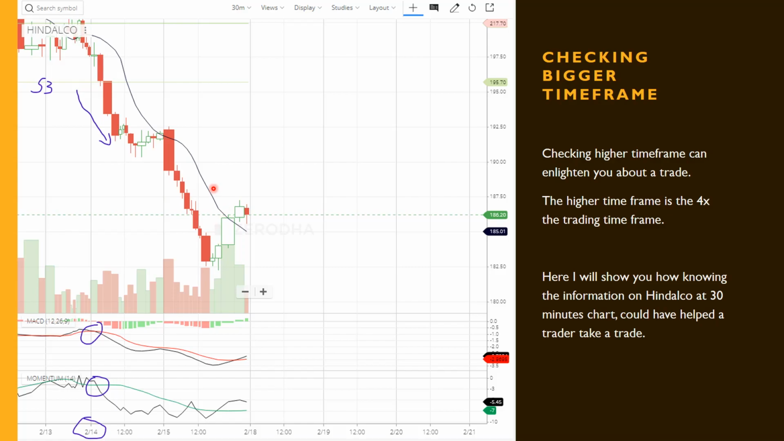To do this, you need to always check the higher time frame. Checking the bigger time frame will enlighten you about a trade. Look here, this is a 30-minute chart, and higher time frame means 4 times the trading time frame. If you're trading on a 5 minutes chart, you should be looking at 20 minutes, but since Zerodha does not have a 20-minute chart, I check 30 minutes.